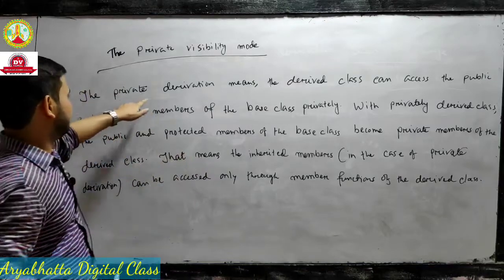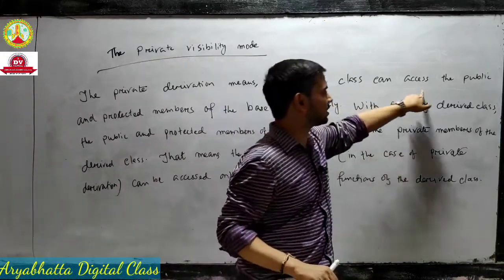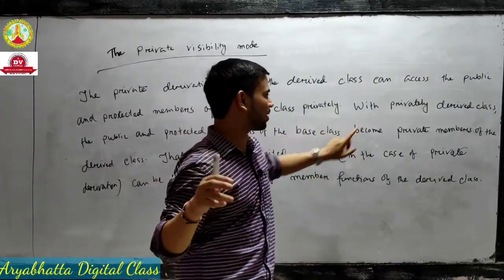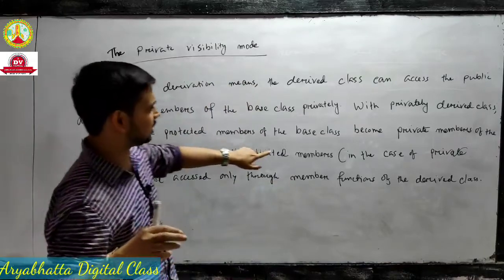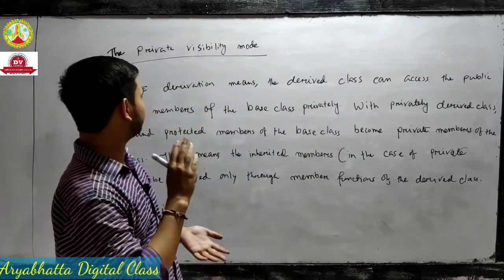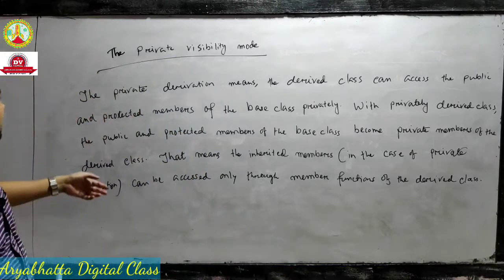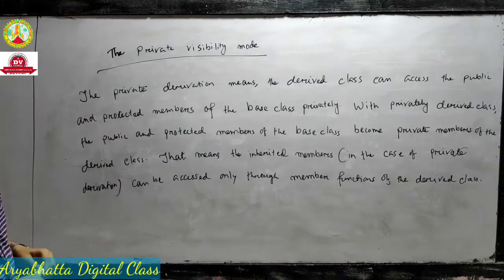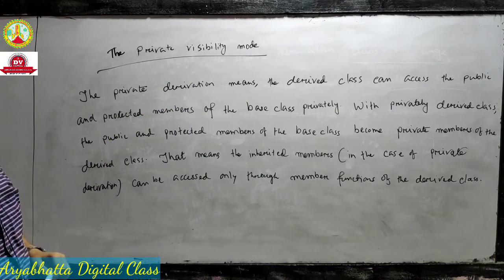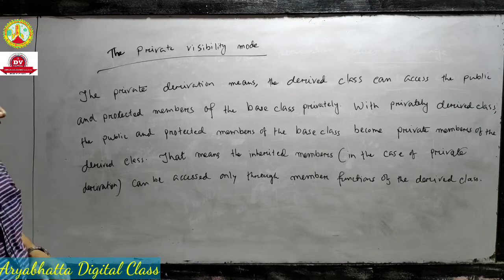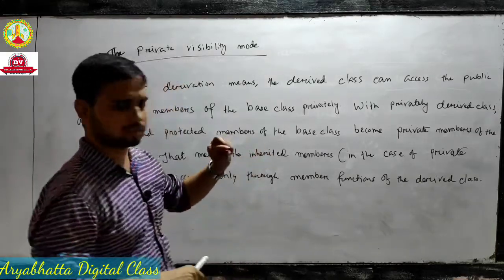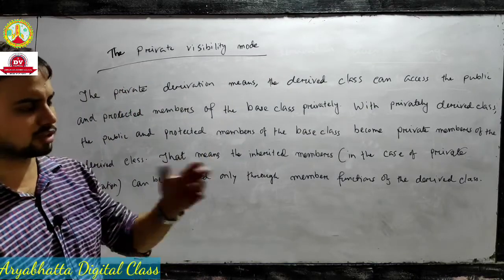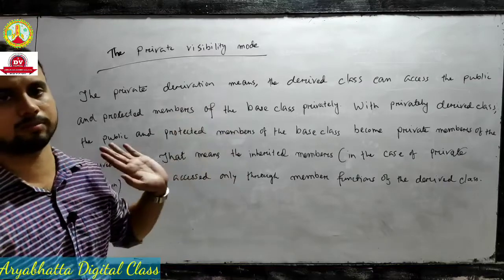You see, the private derivation means the derived class can access the public and protected members of the base class privately. And with a privately derived class, the public and protected members of the base class become private. The derived class can access the public and protected members of the base class, but privately. If the base class is in private visibility mode, then you access the base class privately. Means your public and protected members will also be private.